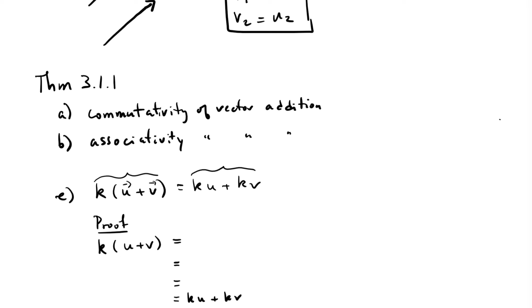Now, k times u plus v, I will write that in terms of first their components. So u is u1 u2 plus v1 v2.